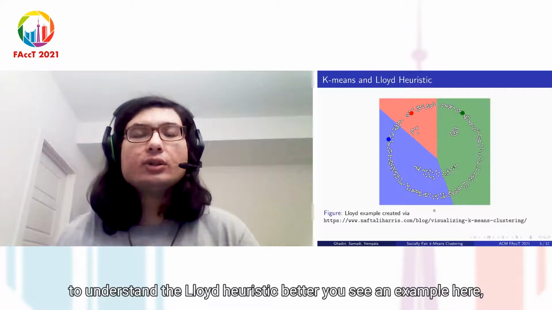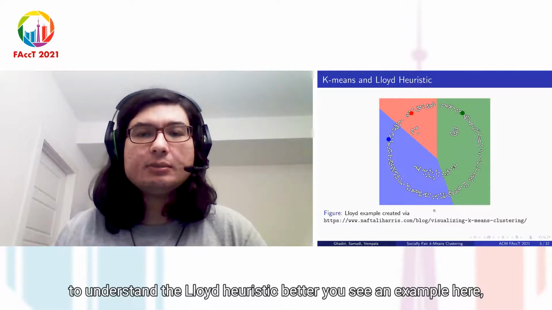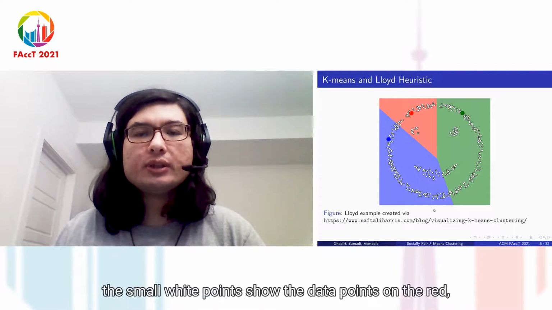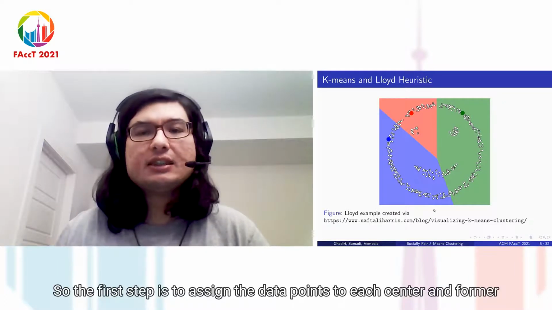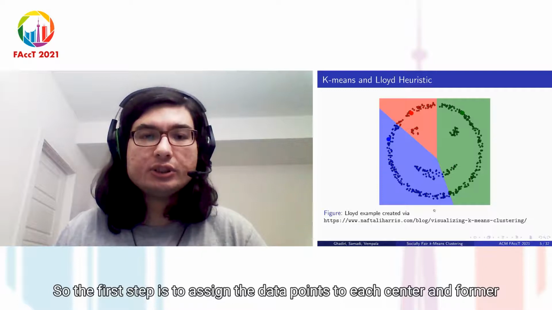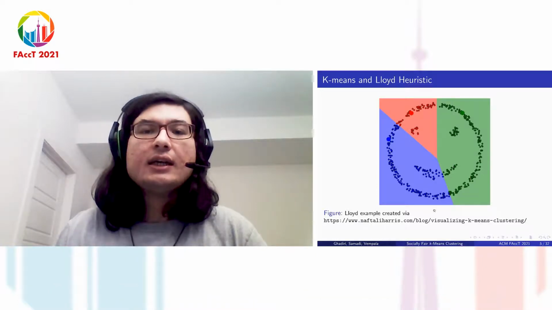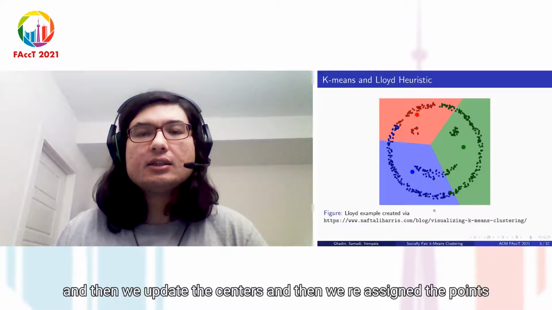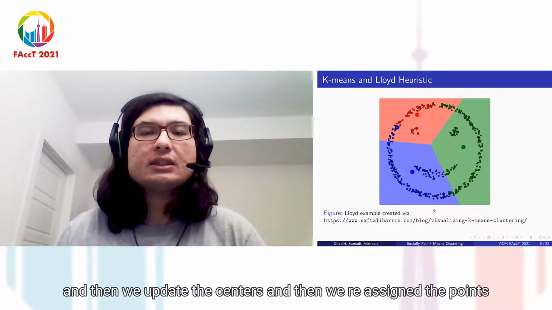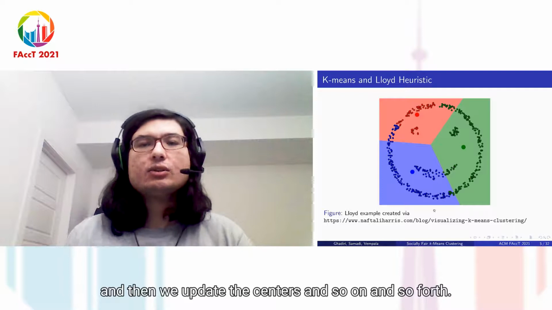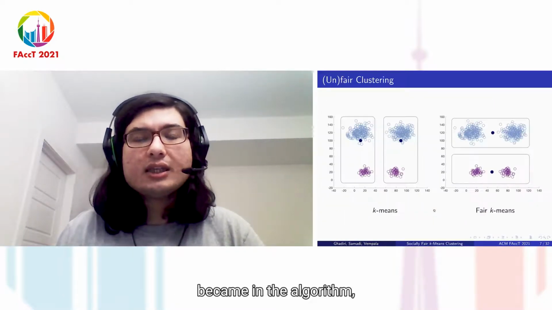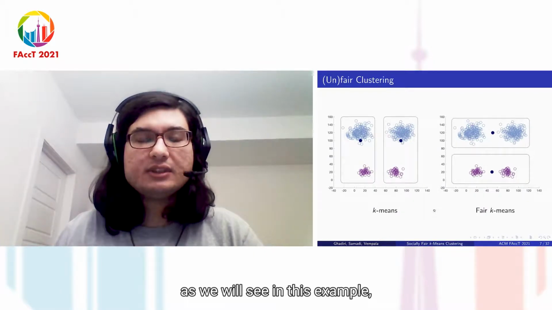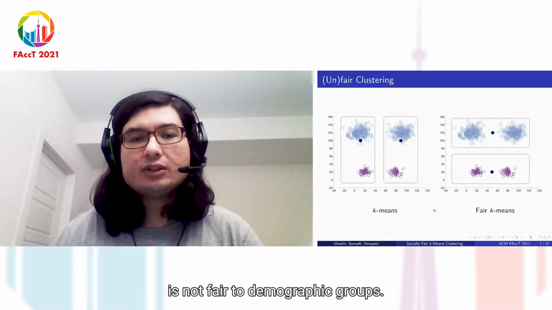To understand the Lloyd heuristic better, we see an example here. The small white points show the data points, and the red, blue, and green show the initial random centers. So the first step is to assign the data points to each center and form a clustering. And then we update the centers, and then we reassign the points, and then we update the centers, and so on and so forth.